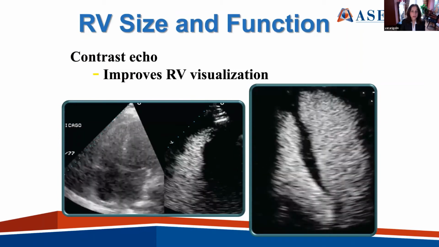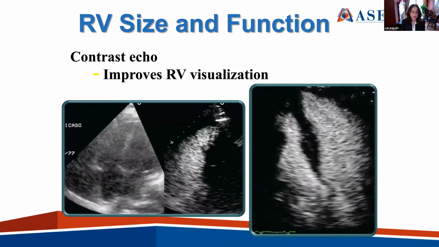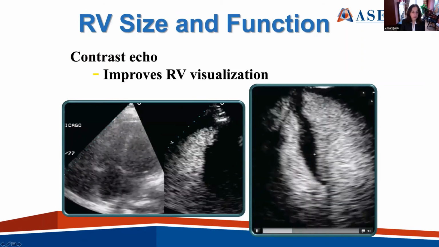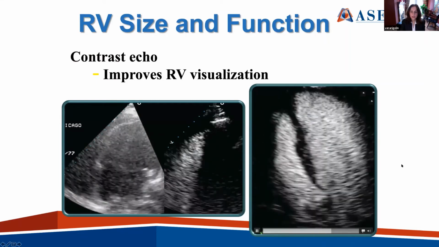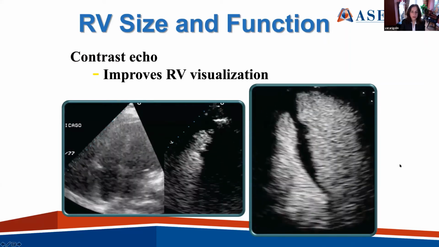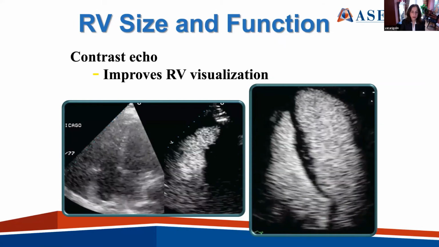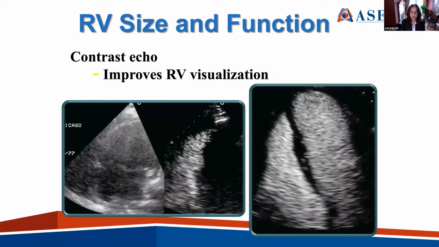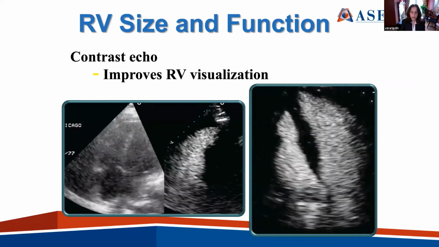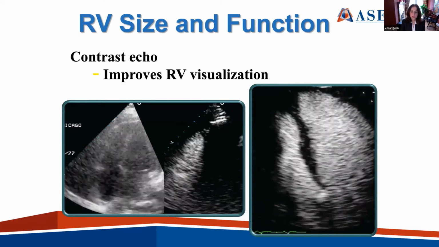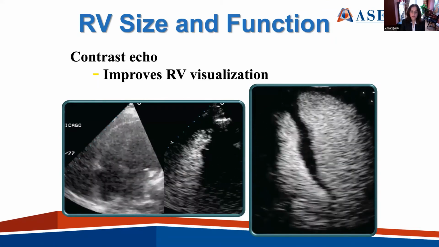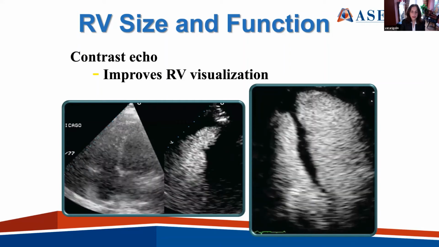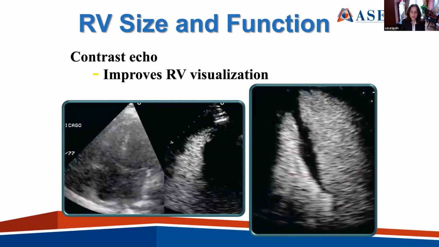Now sometimes the right ventricle can be very difficult to see, as shown in this example here, because the lungs are very close to the right ventricle, and we know that air and ultrasound do not work well together. So contrast can sometimes be helpful to visualize the RV free wall, and take advantage when you use contrast to look at the left ventricle.